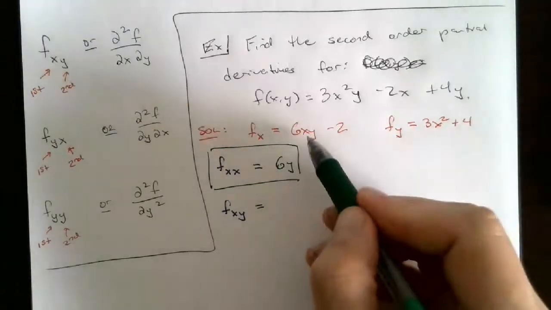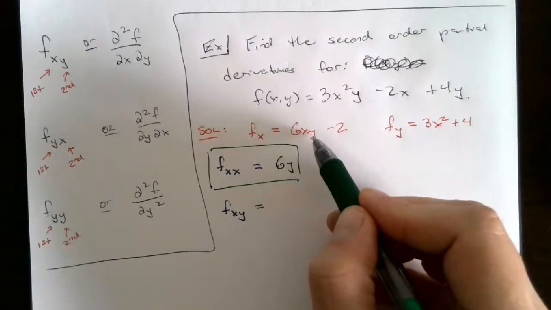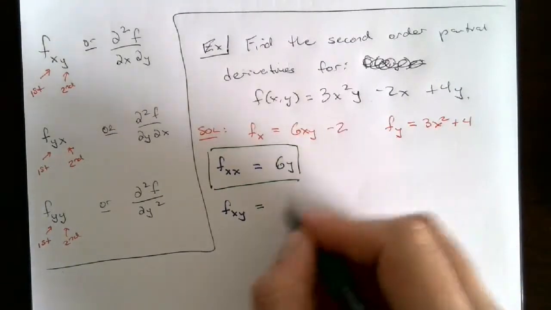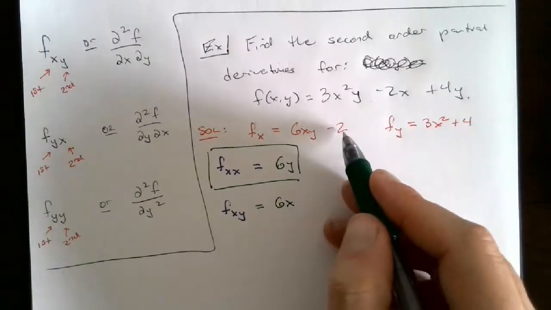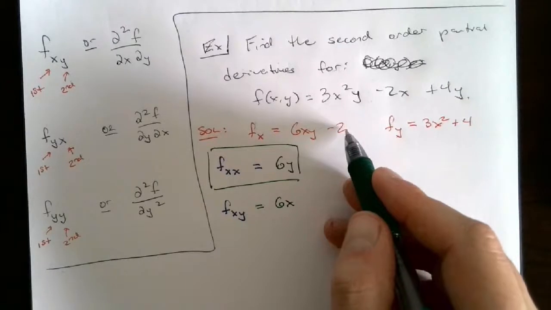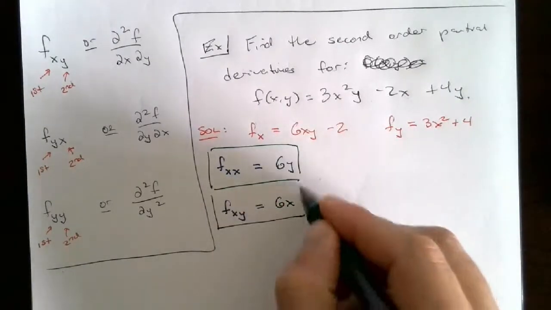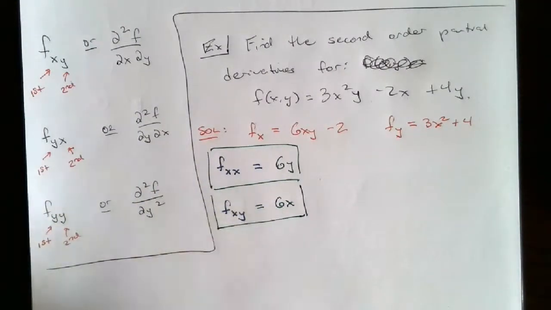Well, that means the 6xy, the 6x is going to be constant and the y is your function. So it'll be 6x times the derivative of y, so 6x times 1 would be 6x. And then the derivative of negative 2, again, is a constant with respect to y. It's going to be 0, right? Derivative of a constant is always 0. So this is just going to be f x y is equal to 6x.